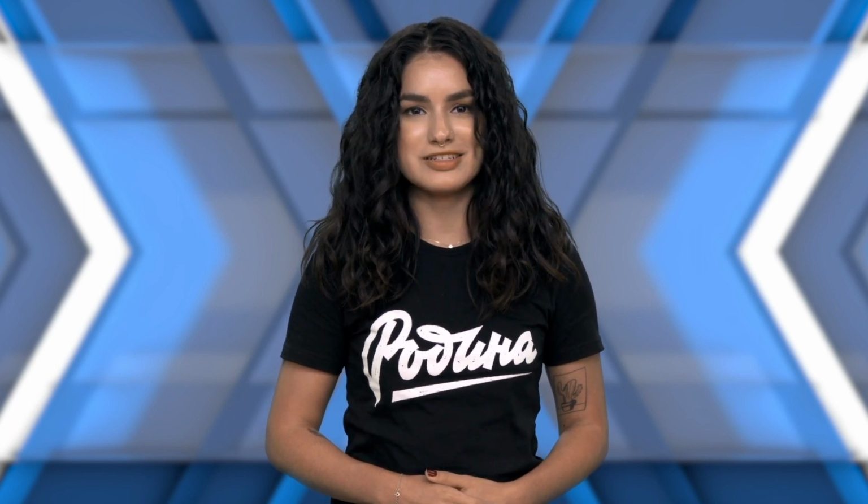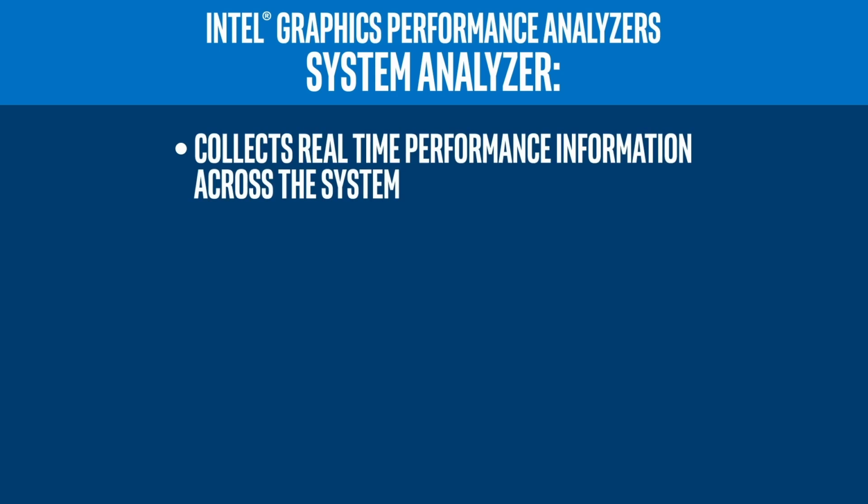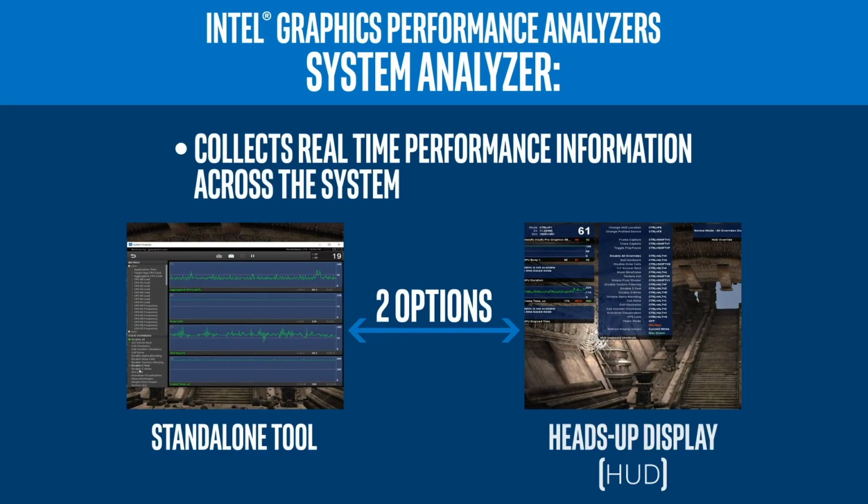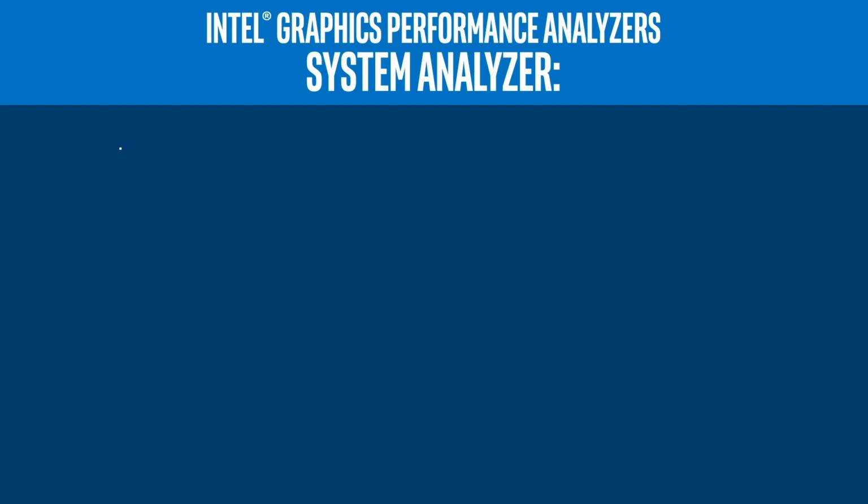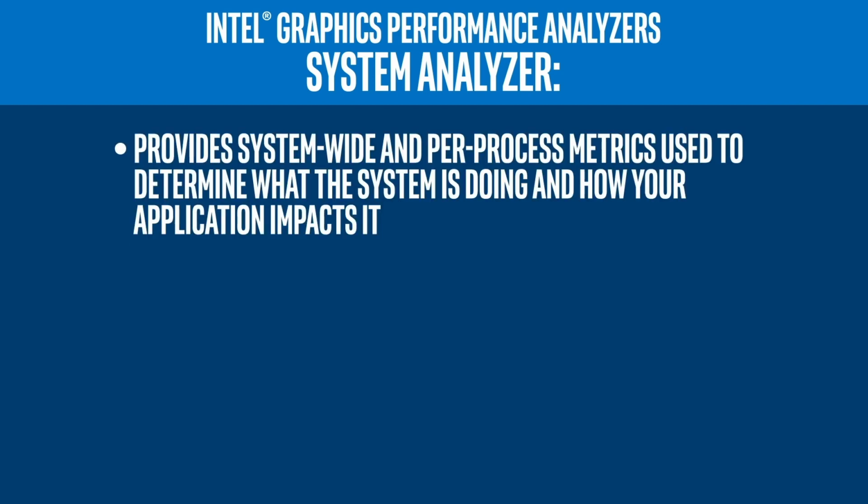For the 10,000-foot view of your application and its impact on your system, use Intel GPA's real-time performance tool, System Analyzer. It collects real-time performance information across the system and comes in two flavors, a standalone tool and a heads-up display or HUD. System Analyzer provides system-wide and per-process metrics that can be used to determine what the system is doing and how your application impacts it.